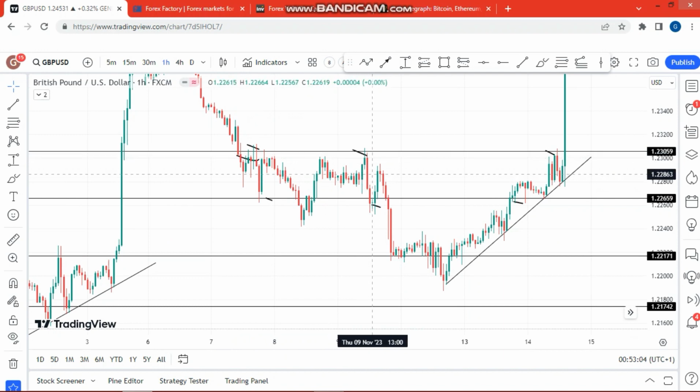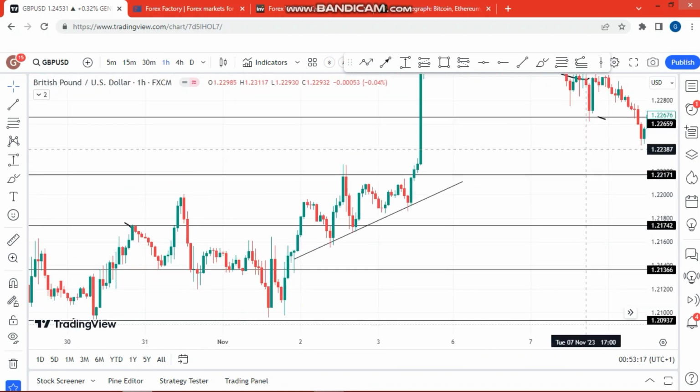Look at this big bearish move, coming back down at the same peak. You notice, oh, they're looking for another confirmation. There's a double top right there in this area, so they're looking for short positions right there.